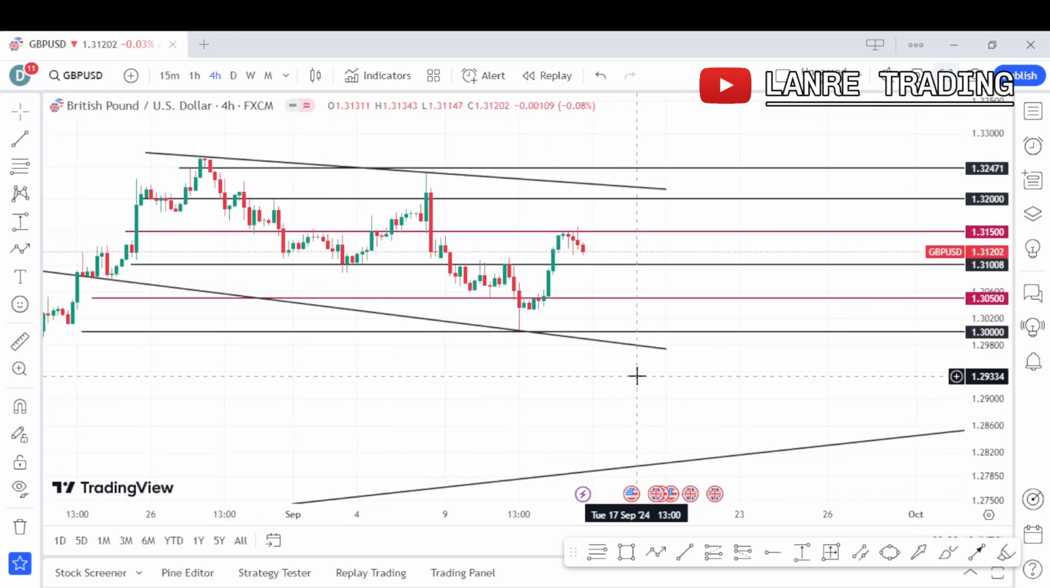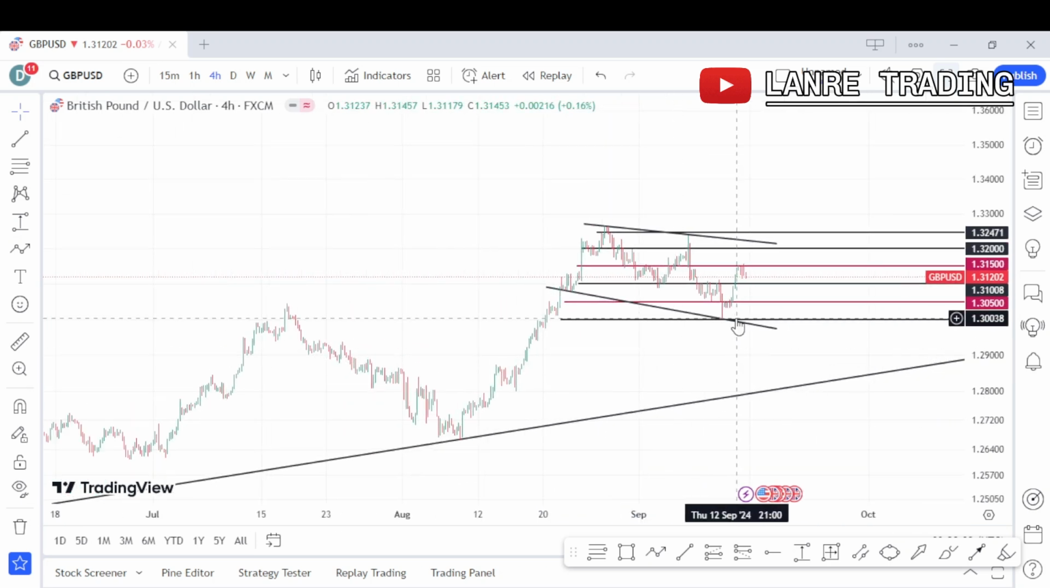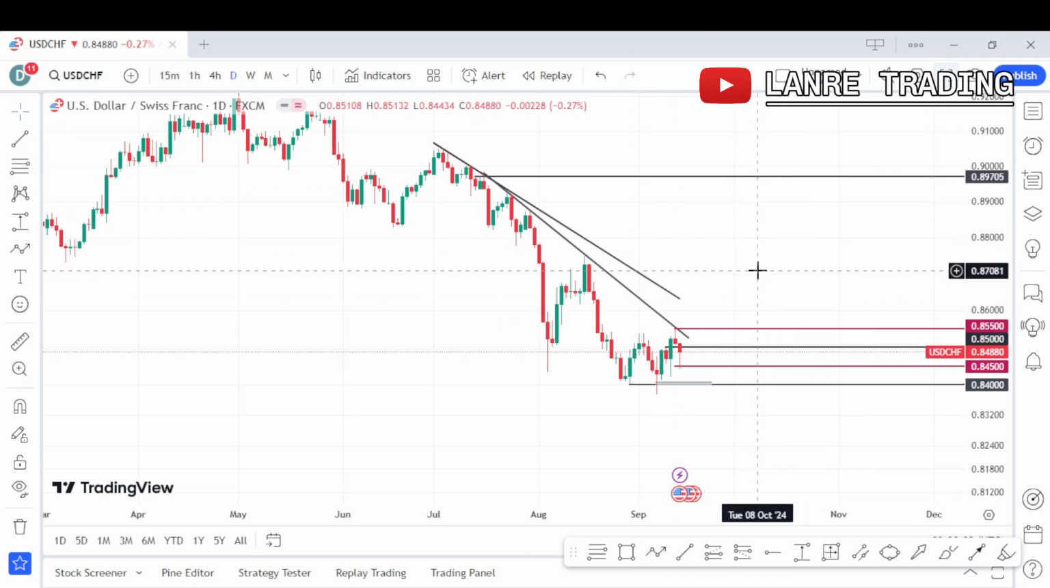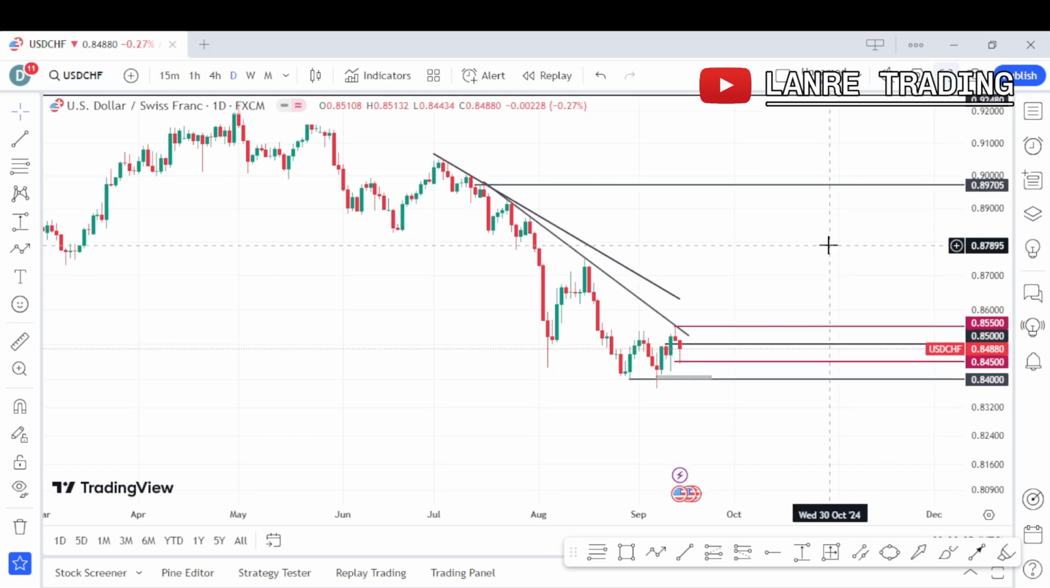But don't forget the overall trend and the bigger picture that this price is trying to play here. So that is that for USD CHF. I will move on to the next pair. For USD CHF, what is currently happening is straightforward, and we have two plans for USD CHF.